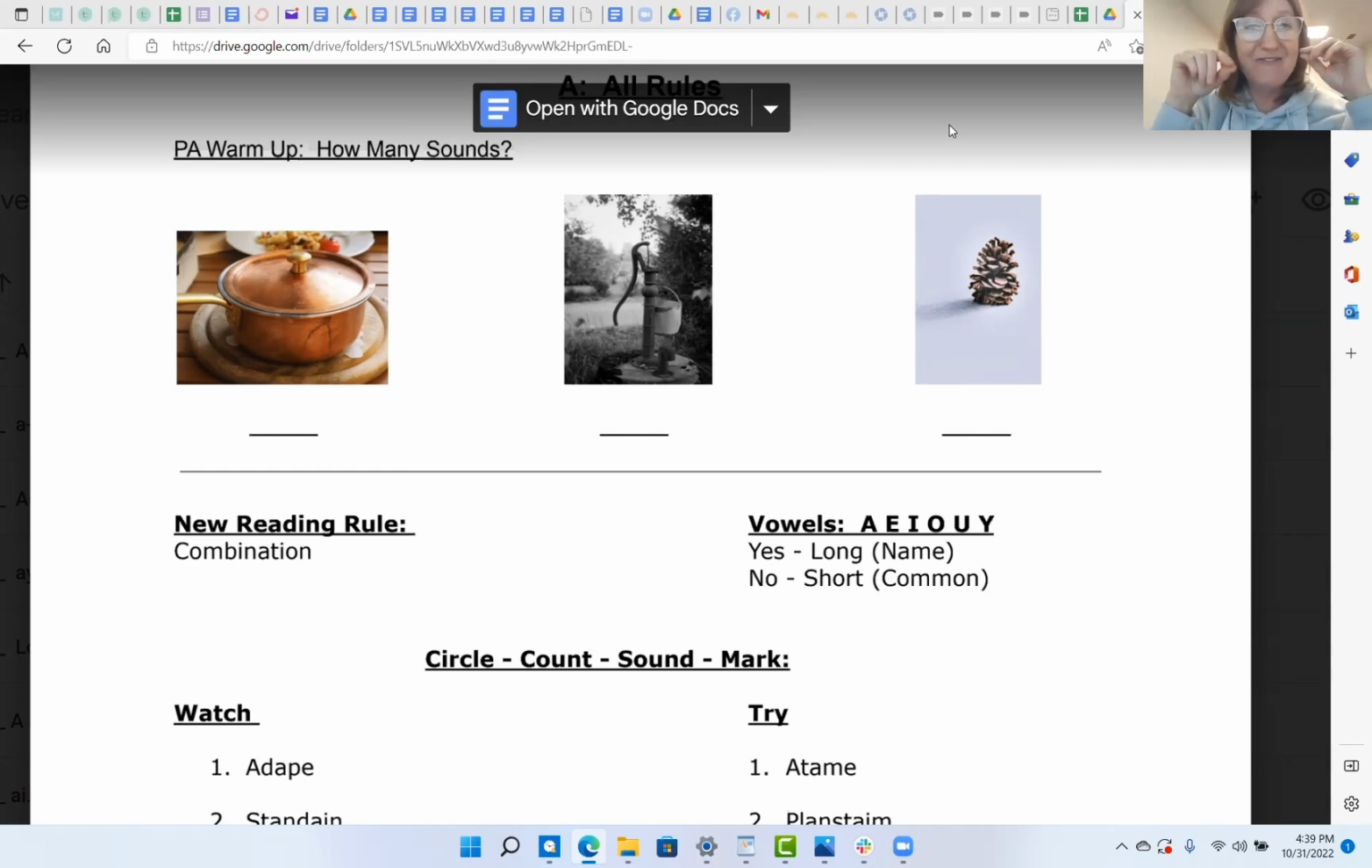So now I see a few of you in the chat. You might have thought that pa was one sound, but pa is 2 sounds. So the sounds for pump is 4. P, okay.